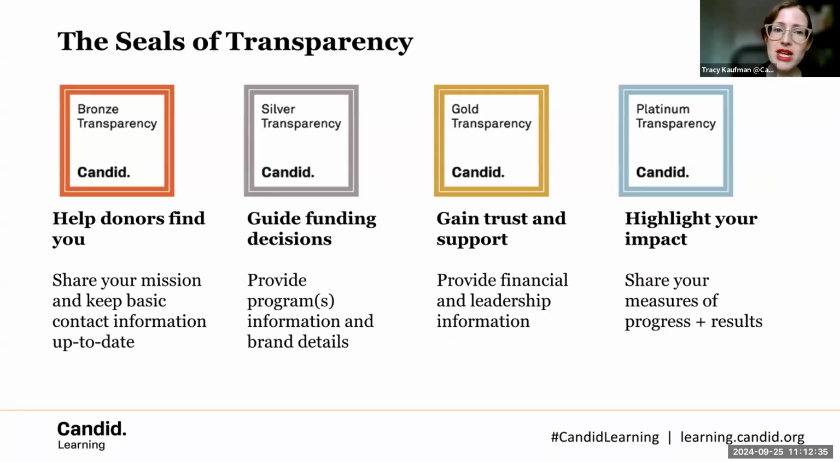The more information you put into your Candid profile after claiming it on behalf of your nonprofit, the greater the seal of transparency that you will receive. It starts at bronze, moves up to silver, then gold, and then the top level is the platinum seal of transparency. And I'll go through each of these in a little more detail, bit by bit.